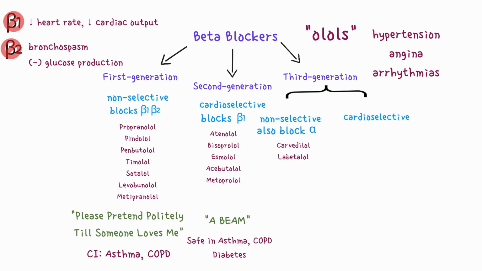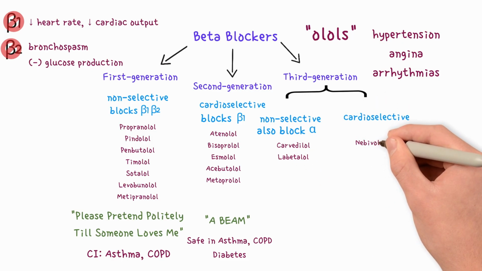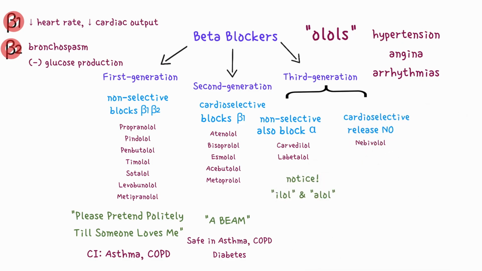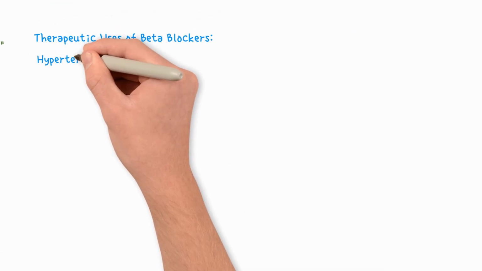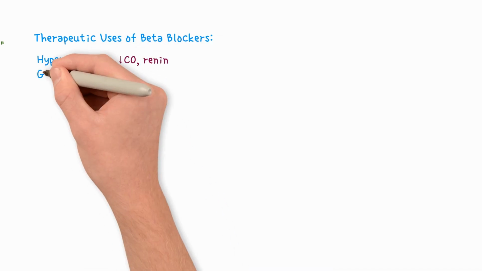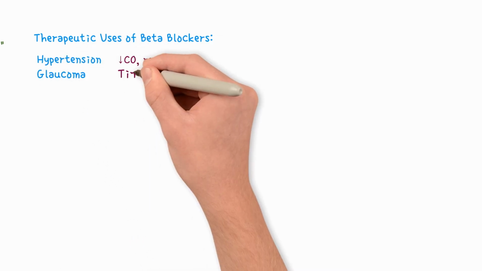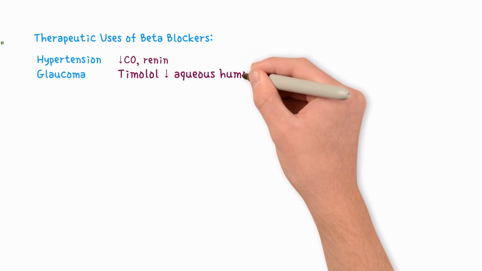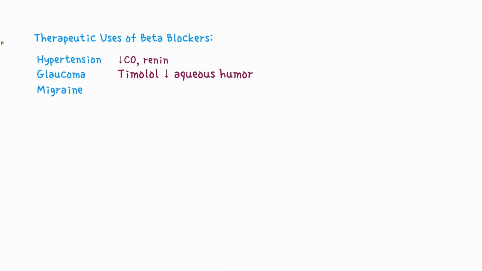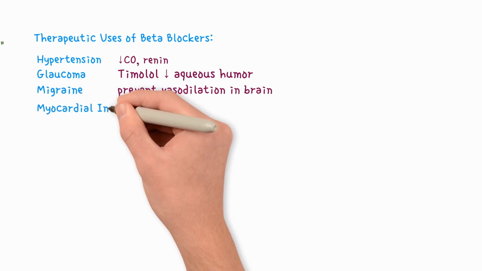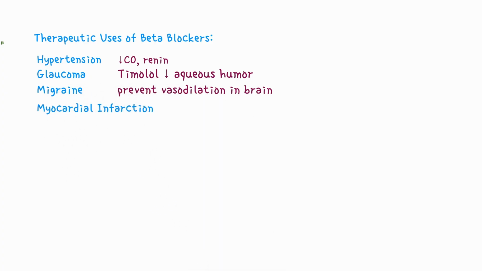or cardioselective, like nebivolol, which triggers nitric oxide release to help dilate the vessels. Therapeutic uses are broad. 1. Hypertension, by lowering cardiac output and renin. 2. Glaucoma. Timolol decreases the production of aqueous humor, lowering the pressure inside the eye. 3. Migraine prevention, by preventing excessive vasodilation in the brain. 4. Myocardial infarction, by reducing the heart's workload and oxygen demand.